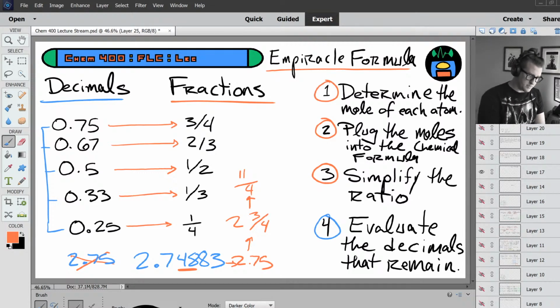Also, another question that comes up commonly is, what happens if we get a decimal that's exactly between one of these? I would never do that to you. So if you do get a decimal that's exactly between 0.5 and 0.33, that tells you, because I'd never give that to you, that there's a mistake somewhere else in the calculations. Of course.